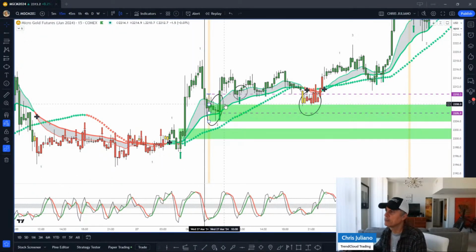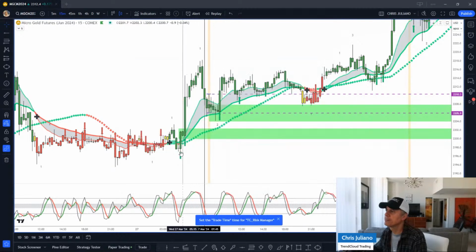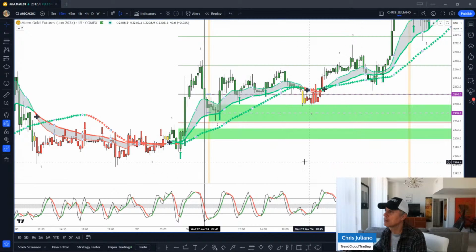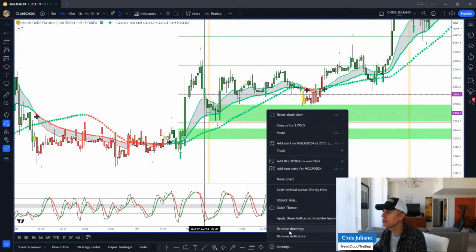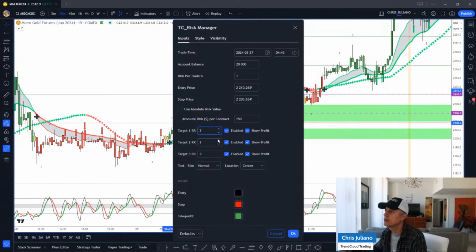What would that look like? What would the retest of the opening range look like? Well, it would look like entry right here, right? Let's get the risk manager tool. Grab the risk manager tool. Here's your entry. And right here's your stop loss. 20,000 account, 1%. Okay. And let's move this all the way to the right because we are in the past here. 2 to 1, 3 to 1, 5 to 1.